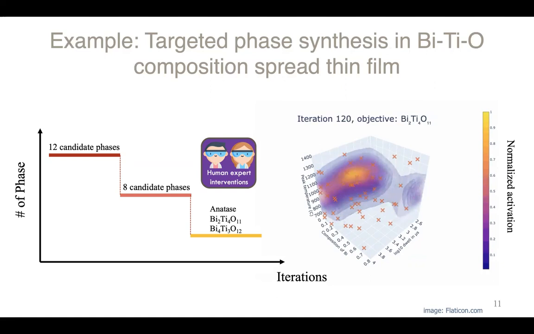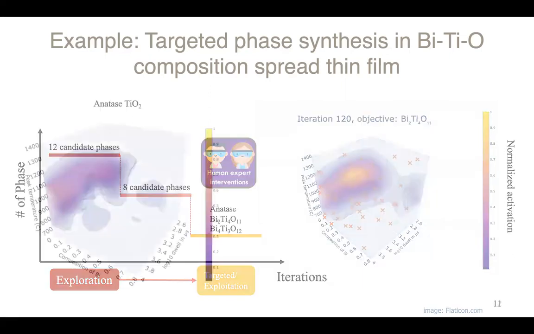So the human here acts in the role of looking at the results and further optimizing what the most important objectives for this experiment are. So it starts with an exploration stage and then gradually turns into a targeted, more exploitation stage.